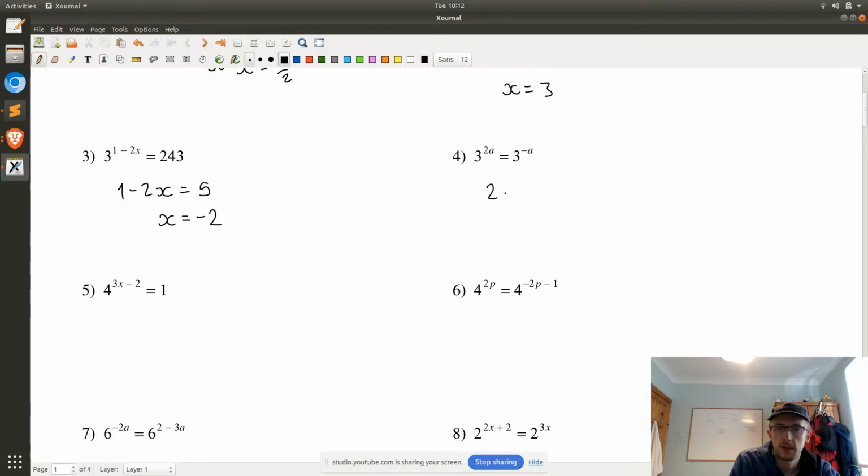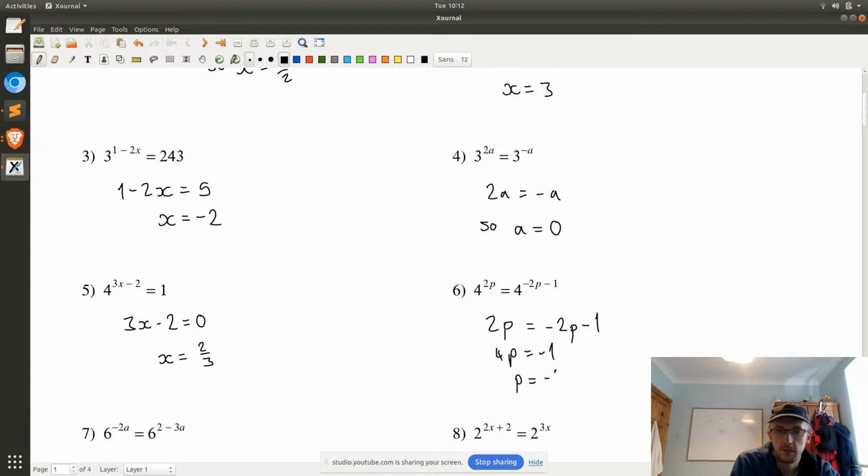Equivalent powers. So a must be 0. Here 3x take 2 must be 0. So x is 2/3. And here these are also equal. So 4p must be negative 1. So p must be negative 1 over 4. And just to check these 6.